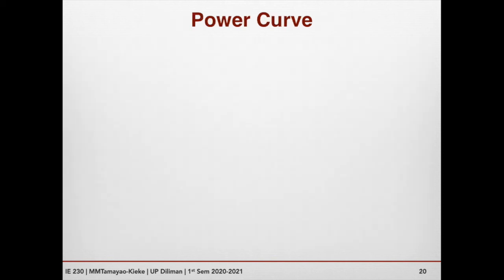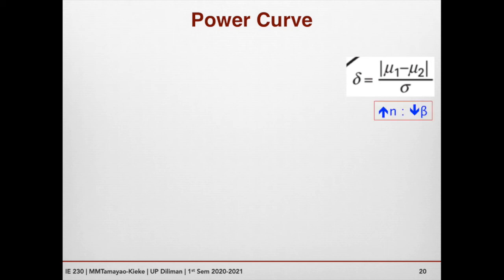We can also use operating characteristic curves to determine an appropriate sample size. This is a graph of beta versus delta, where delta is the difference between the means divided by the standard deviation. The beta error is a function of sample size, and in general, as sample size increases, beta error decreases. This means that the difference between means is easier to detect when we have larger sample sizes.